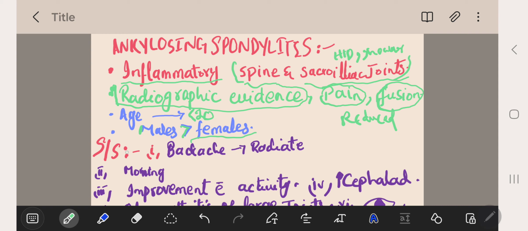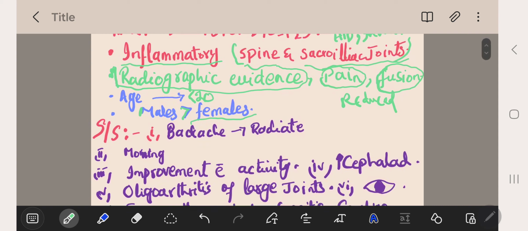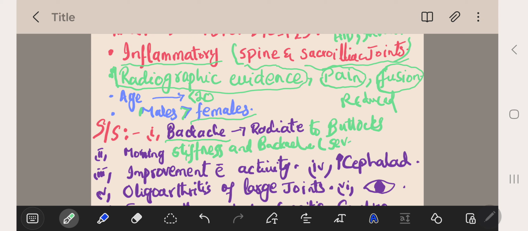If we go to the signs and symptoms of ankylosing spondylitis, then there is backache that radiates to the buttocks. Furthermore, there is morning stiffness and backache that lasts for several hours. Several hours it lasts, and it improves with activity.